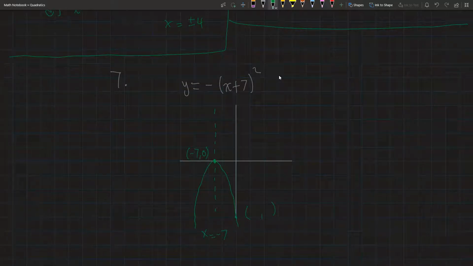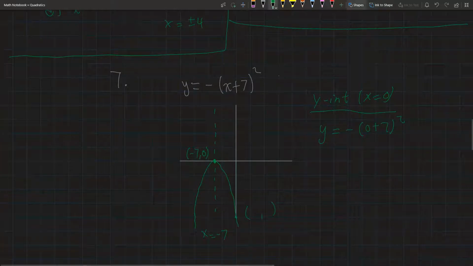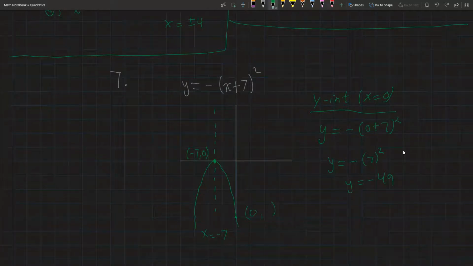The y-intercept, if we need to do a little bit of work, happens when x equals 0. Don't forget that. And therefore, we're going to say y equals negative (0 plus 7) squared. Then we know that that's just negative. But notice how the negative is now on the outside of the parentheses. Before it was on the inside. So then that gives us negative 49. And therefore, we know that (0, -49). And the picture confirms that.